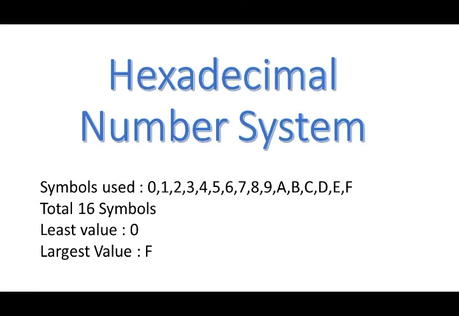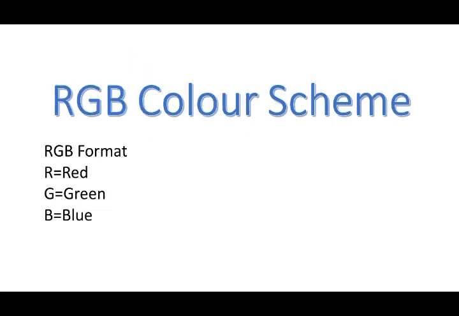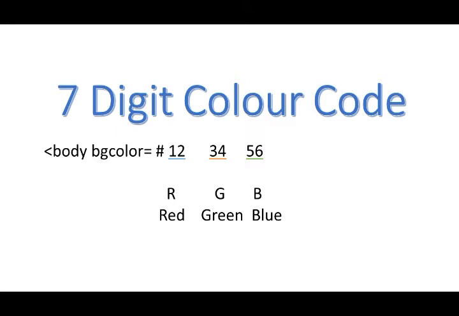Now whenever we use this hexadecimal code for the color of text or background color, it is used in the RGB color scheme. So let's learn what the RGB color scheme is. Here R stands for red, G for green and B for blue. So a hexadecimal code has 7 symbols. It starts with a hash sign and then 6 symbols are grouped in 2 each.